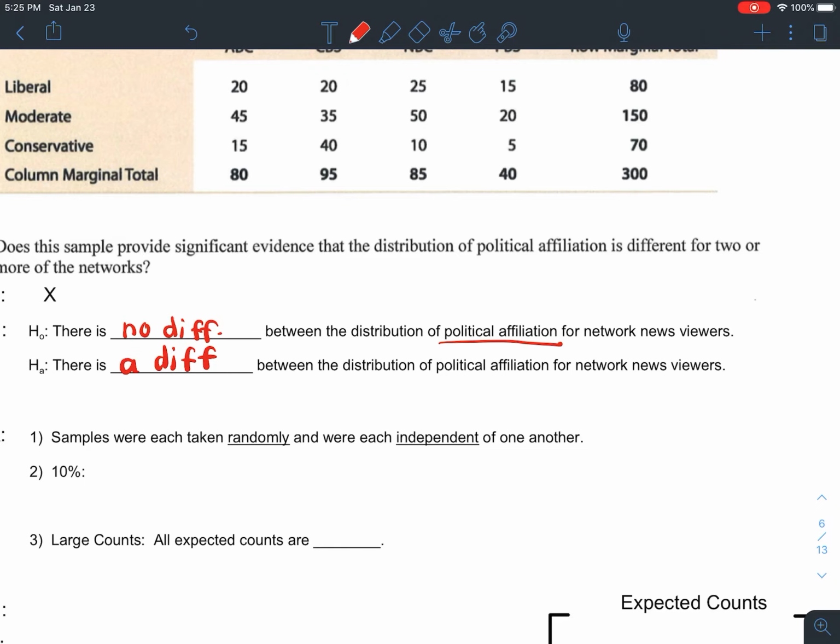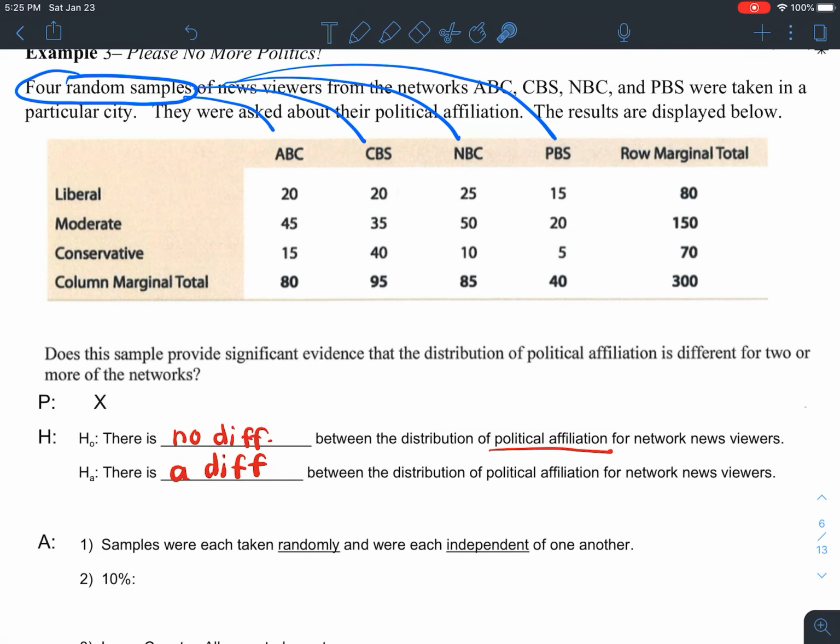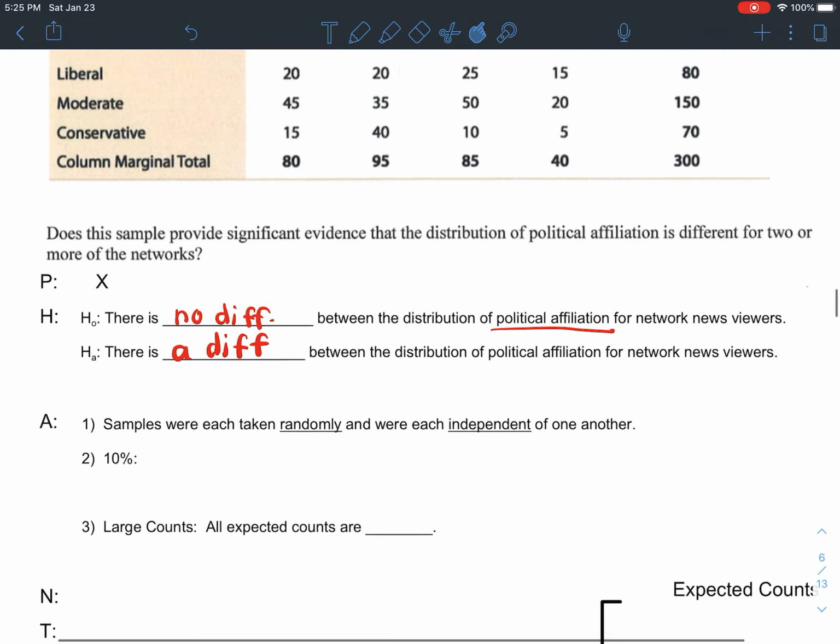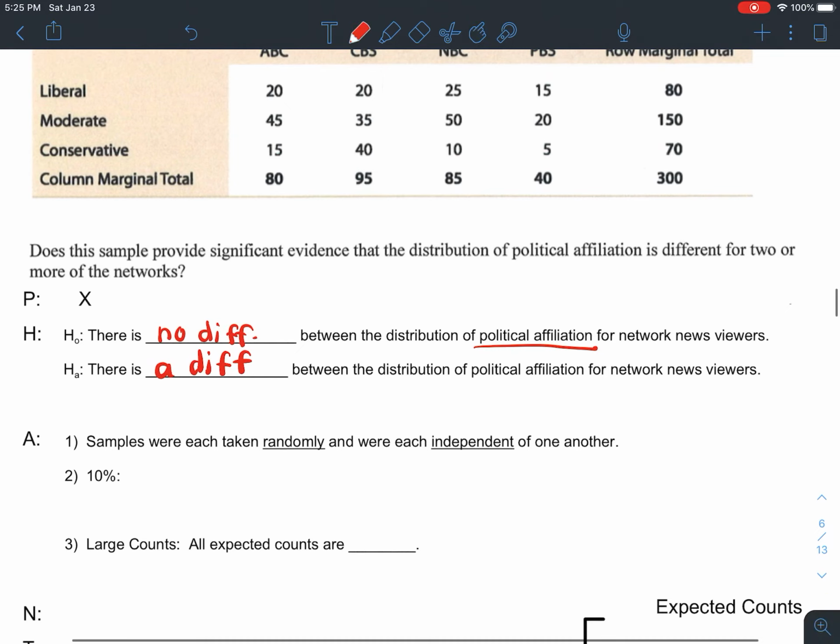Okay, now this was not an experiment. There were no treatments being imposed. In fact, it told us clearly right here that these are samples. So that means when we are listing our conditions, we do have 4 of them that we have to go through. You can see I like to package these 2 together in one sentence. Samples were taken randomly and they were independent of each other.